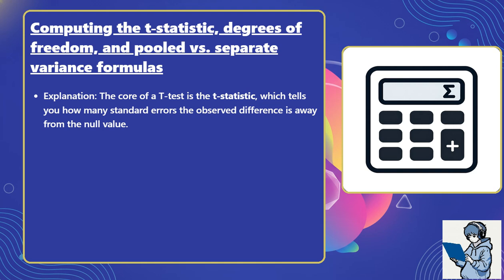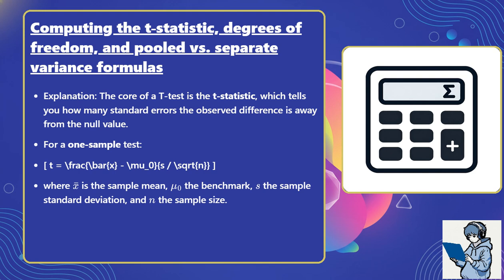Explanation. The core of a t-test is the t-statistic, which tells you how many standard errors the observed difference is away from the null value. For a one-sample test, t equals x bar minus mu0 divided by s over square root n, where x bar is the sample mean, mu0 the benchmark, s the sample standard deviation, and n the sample size.